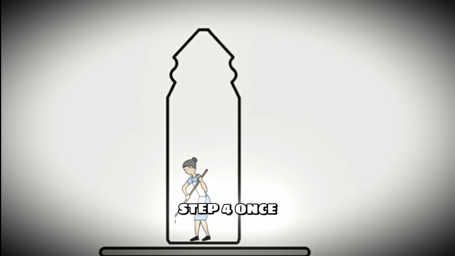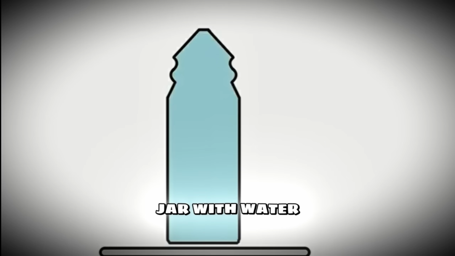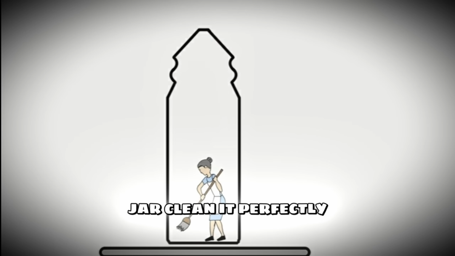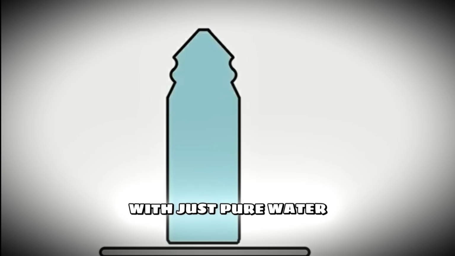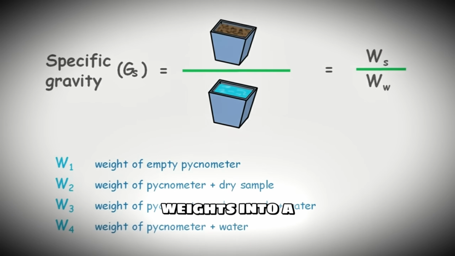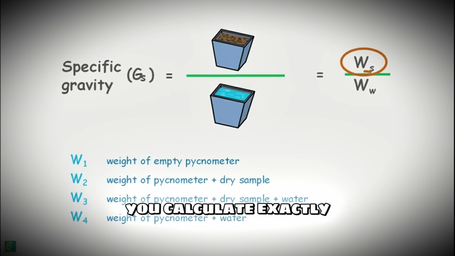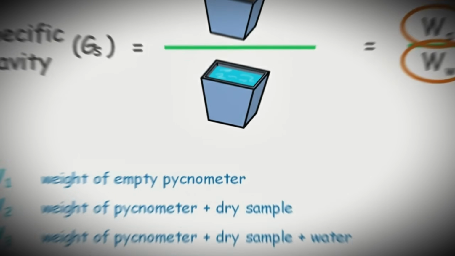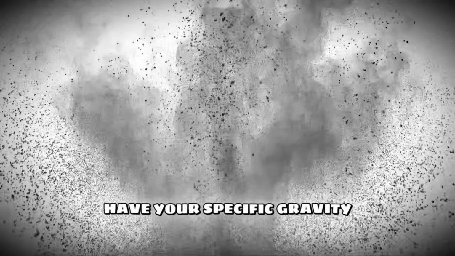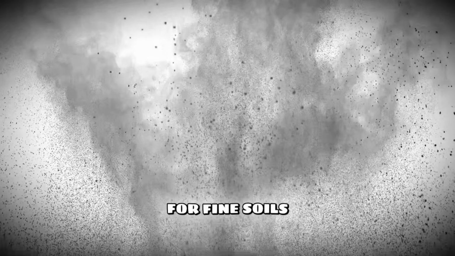Step 4, once the air is completely gone, you fill the jar with water all the way to the very top. You screw on the brass top. The excess water will squeeze right out of that tiny hole in the cone. You wipe the outside completely dry, and you weigh the whole thing. Finally, step 5, you empty the jar, clean it perfectly, fill it entirely with just pure water, put the top on, and weigh it one last time. By plugging those weights into a standard formula, you calculate exactly how much water the soil displaced. And boom, you have your specific gravity. It is a bulletproof, simple method for fine soils.